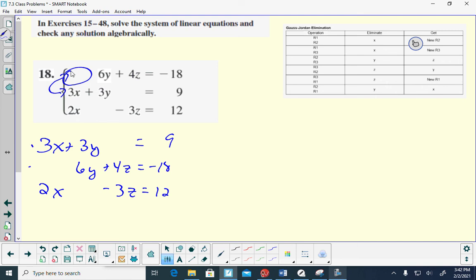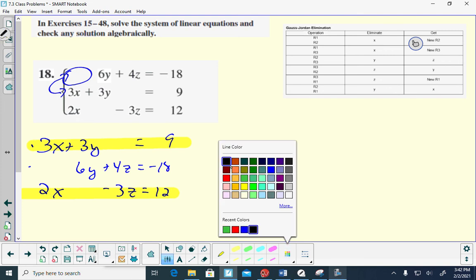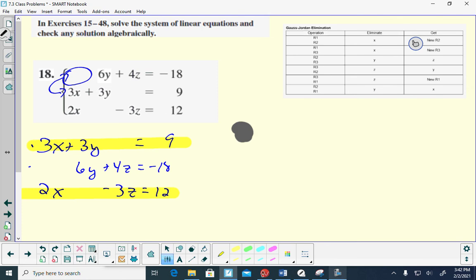Now I want to do row 1 and row 3 to eliminate the x. So I'm doing elimination. I want the x's to drop out. What I'm probably going to do is multiply row 1 by 2. So 2 times row 1, which will be 6x plus 6y is equal to 18. And then I'm probably going to do negative 3 times row 3. That way they'll be opposites.